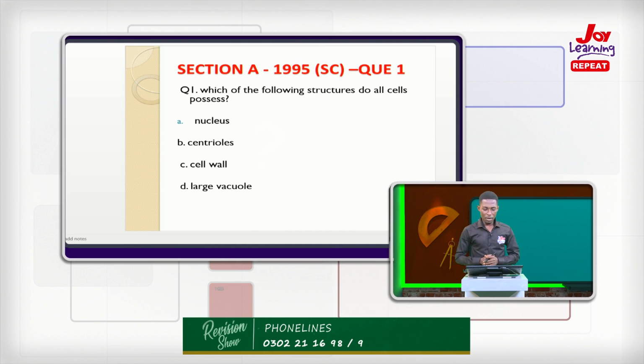Now, there was one question in 1995, the school candidate question, question 1, based on your screen. Which of the following structures do all cells possess? A, is it nucleus? B, is it centrioles? C, is it cell wall? D, is it a large vacuole? If you know, call in and help us answer this.